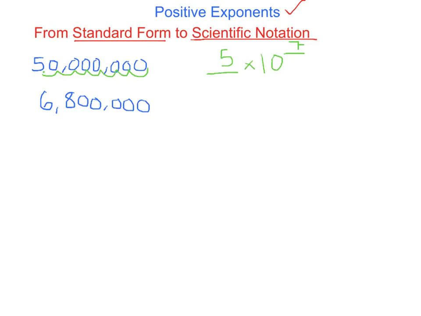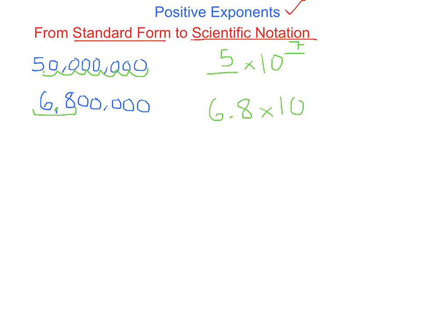So in this one, 6,800,000, from the left put a decimal right after that first number. So instead of just 6, we have 6.8. So 6.8 is my front number, times 10, and we have to figure out to what power.